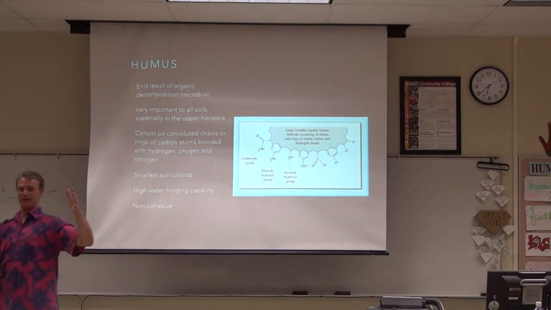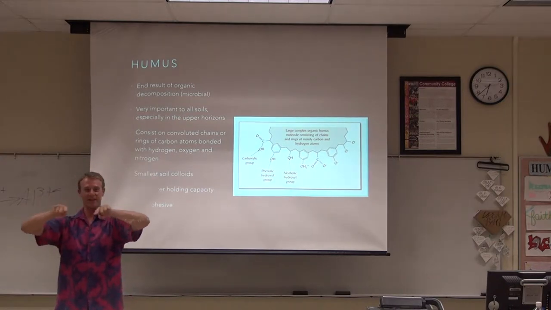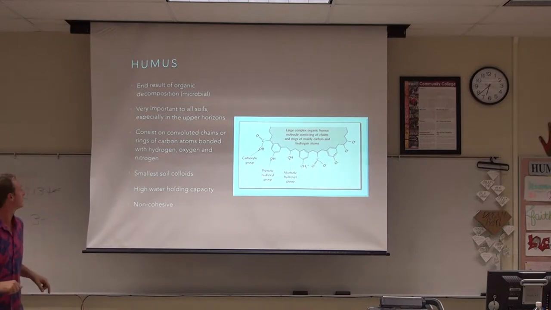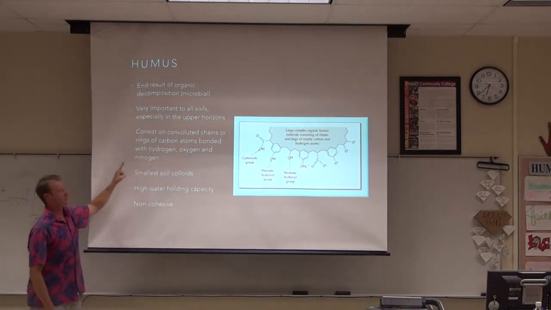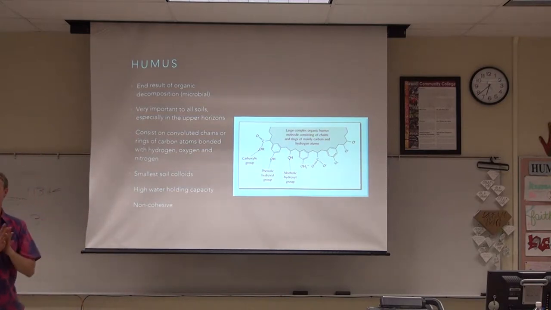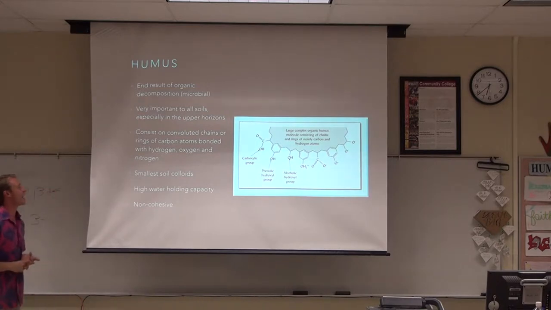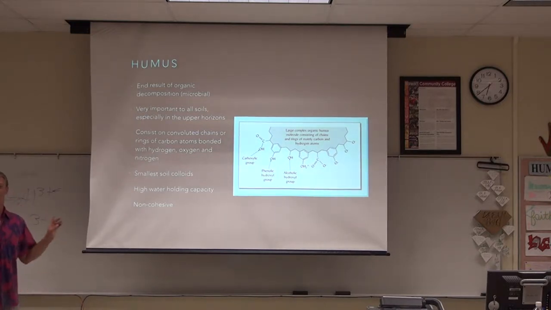A lot of molecules go in a line or branch off from there. It actually, a lot of times, will come back around, a complex carbon molecule. Usually hydrogen, oxygen, and nitrogen. The last things that are left over. Smallest soil colloids, high water holding capacity because of? Surface area and waters need to bond with the surface.